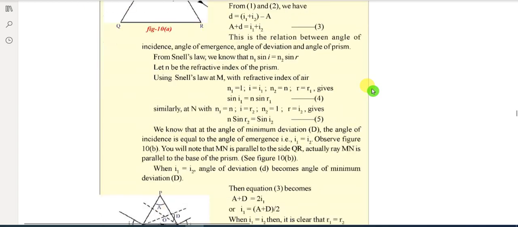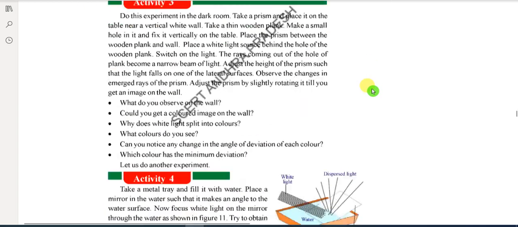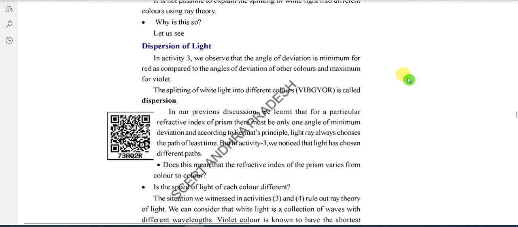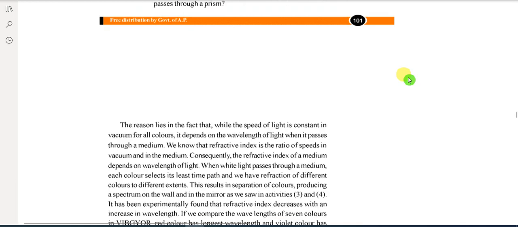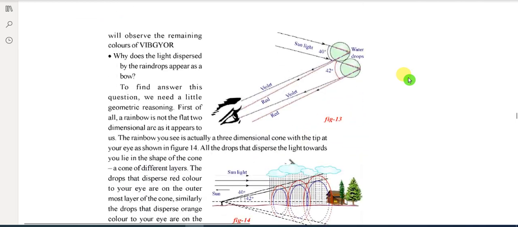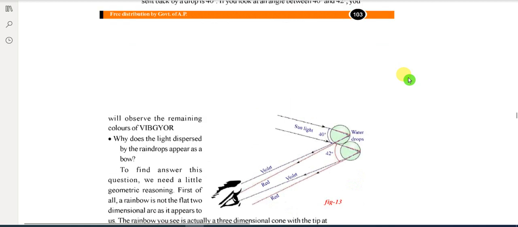And another question, what is it? Splitting of white light into different colors, VIBGYOR, is called dispersion of light. And the example is rainbow.